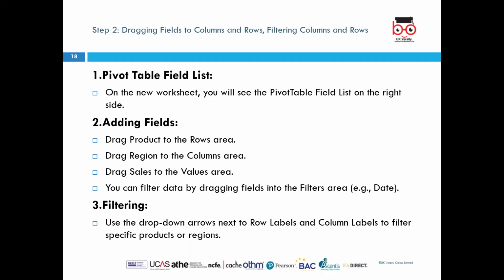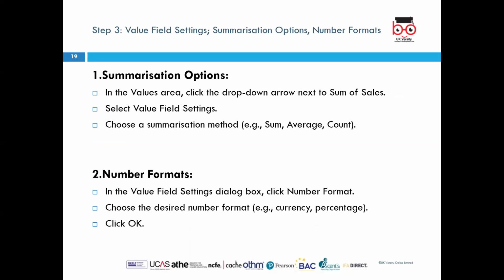Also, we'll be dragging the region to the column area and dragging the cells into the values area. Once we've done that, we can now filter the data by dragging the fields into our filter area. By using filtering, we'll use this drop-down arrow next to the row label and column label to filter specific products or regions.